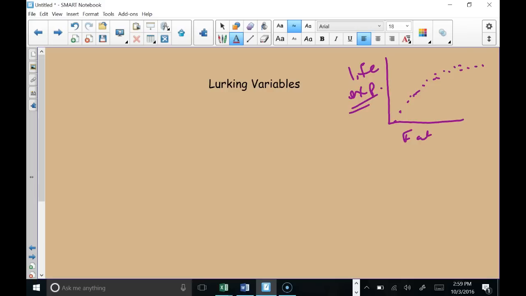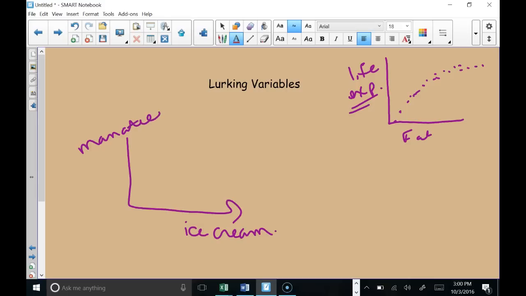So this relationship has the existence of what we call a lurking variable. Let me explain lurking variable to you with another example. If I look at the association between ice cream consumption and manatee deaths, believe it or not, and you know manatees, those cute little animals in the water, it's a very positive association. People think, oh my God, if I eat ice cream, I'm going to kill those manatees. That's just silly. What turns out is that there's a lurking variable.